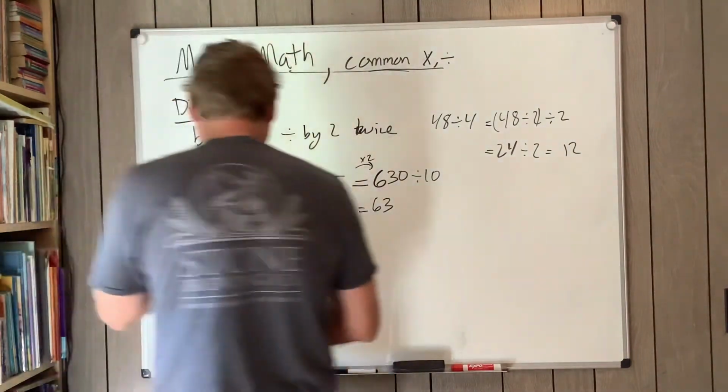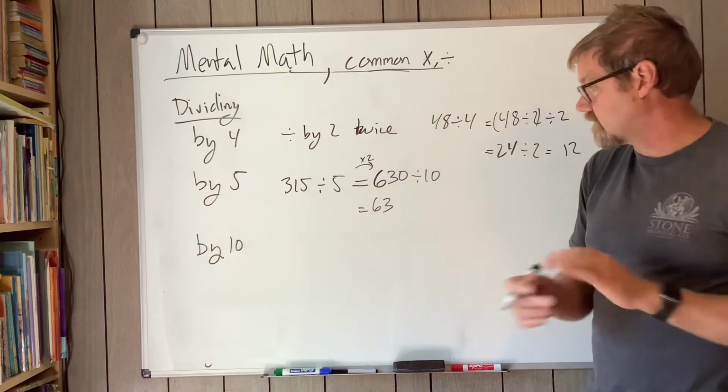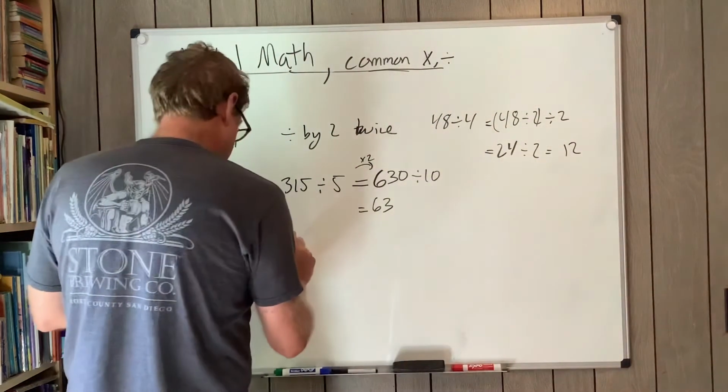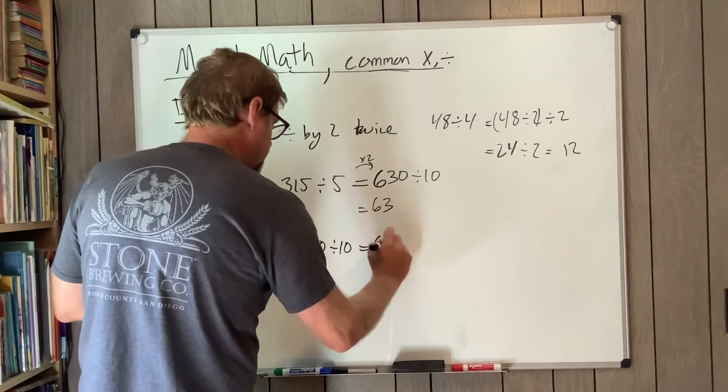By 10 is fairly straightforward. Right, we're just going to lop off the 0. So 6340 divided by 10 is 634.